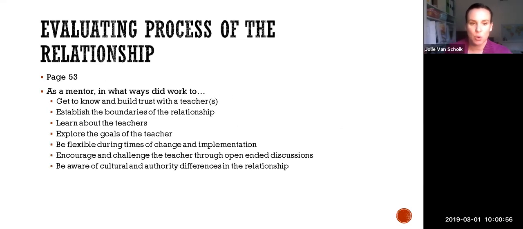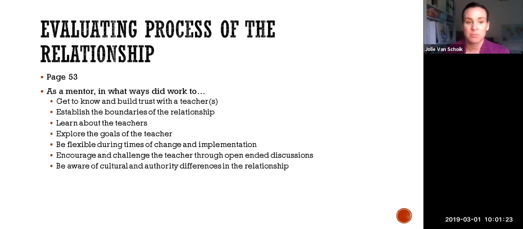Also, as a mentor, you can ask them in what ways did the work of professional development help them to know and build trust with the teacher, to understand the boundaries of the relationship. So you might want to ask them, do you know our relationship? Like, I'm your supervisor, or I'm a private mentor that doesn't have anything to do with your job or standing. You might want to clarify that they understand the relationship.